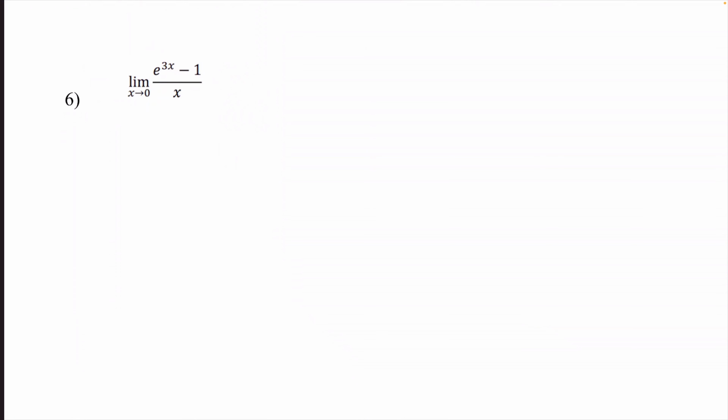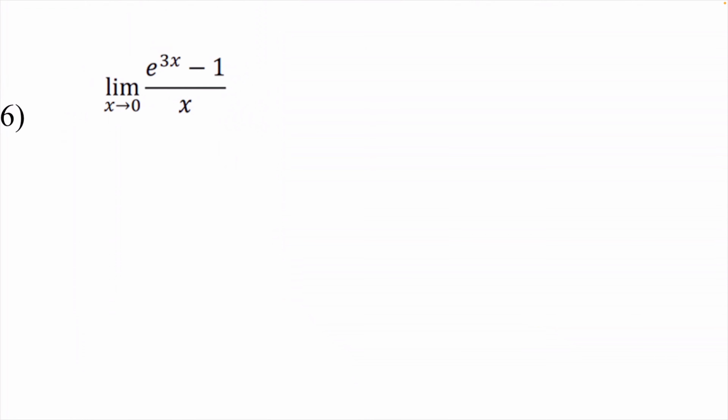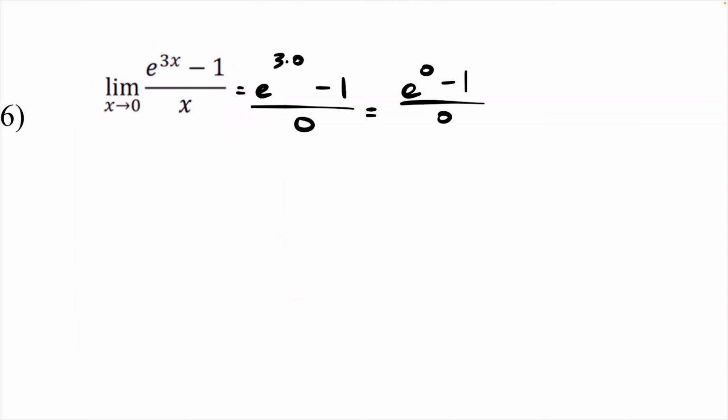So we plug in 0, right? What do we get? Then we get 0/0, right? How do we get 0/0? Well, we have e to the 3 times 0 minus 1, over 0. 3 times 0 is 0. Anything to the 0 power is 1. So really, this is 1 minus 1. Oh my goodness. So we can use L'Hopital's rule for this guy.